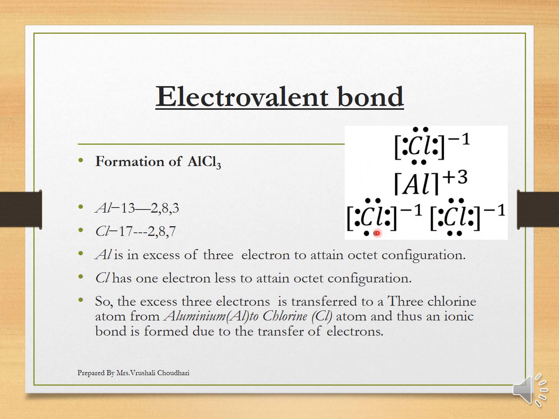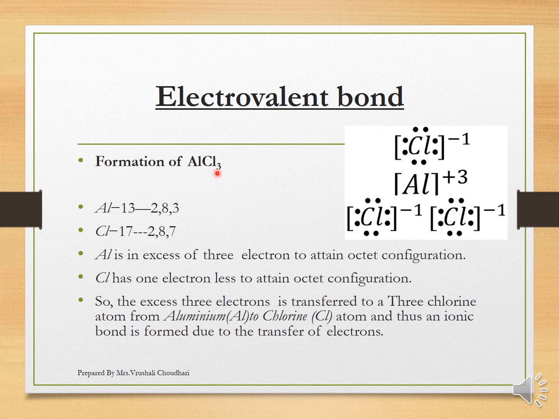atoms. So each chlorine will gain 1 electron. To satisfy aluminium, 3 chlorine are required. So the compound is formed as AlCl3.